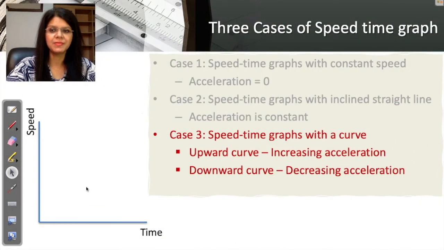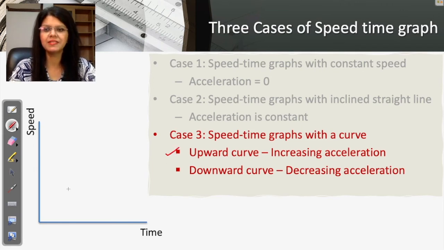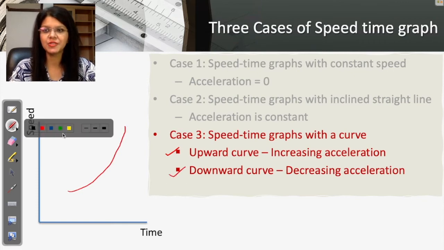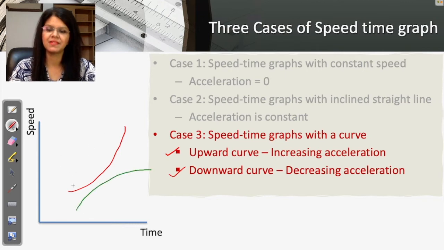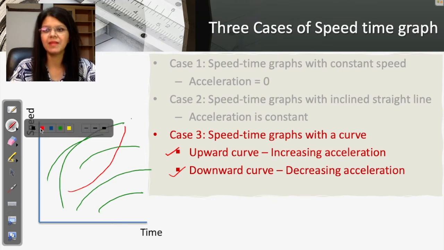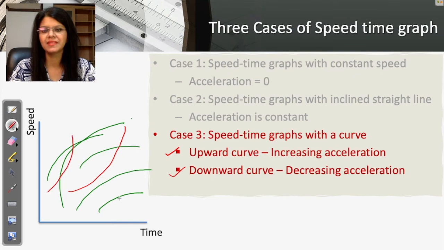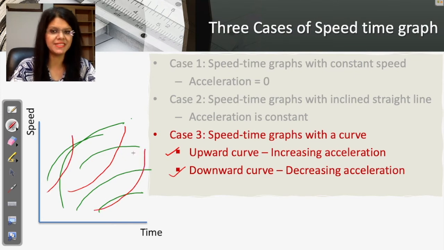Now let us understand the third case: the speed time graph with a curve. Two kinds of curves are possible. Upward curve, which would look something like this. Downward curve. Let me use a different color to show the downward curve. A downward curve would look something like this. Similarly, upward curves are possible in different ways. Let us understand them one by one.